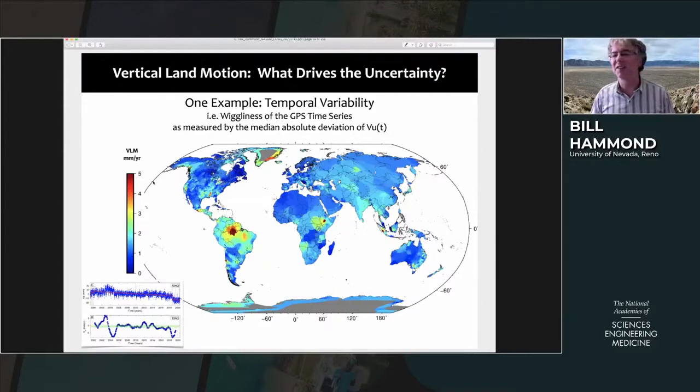So it has a red color because it's a highly variable, time variable motion that is occurring there. So while these measurements may be dependable, we know that they're not constant over time. So we might want to treat the east coast of Greenland a bit differently than we do, say, the east coast of the United States, where things tend to be relatively constant overall.